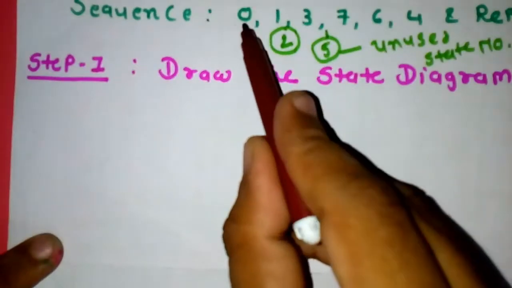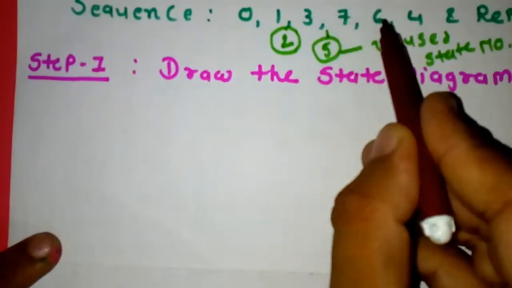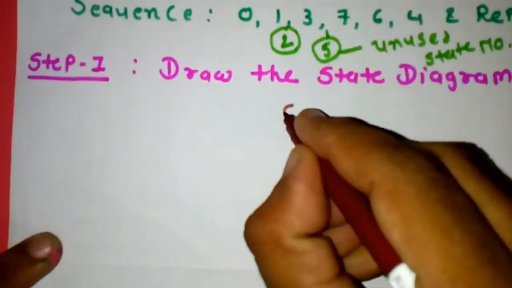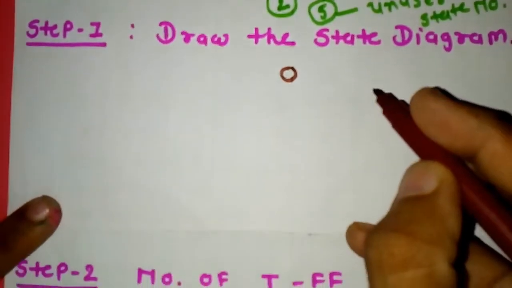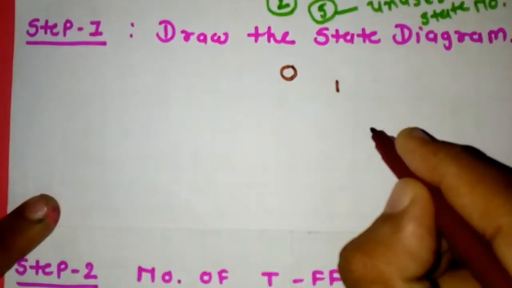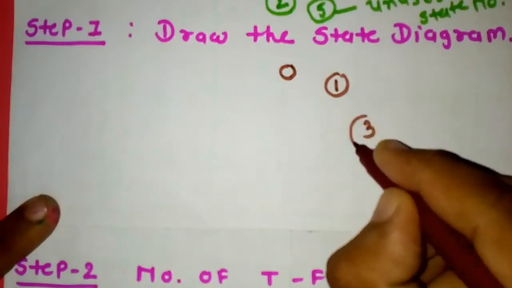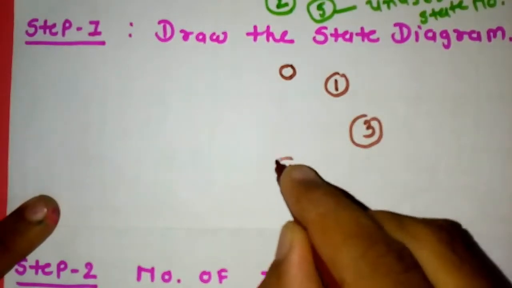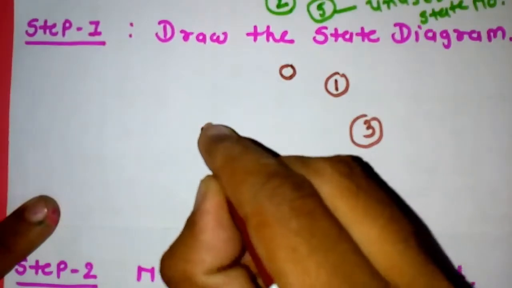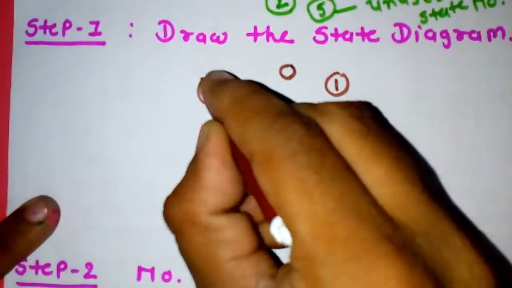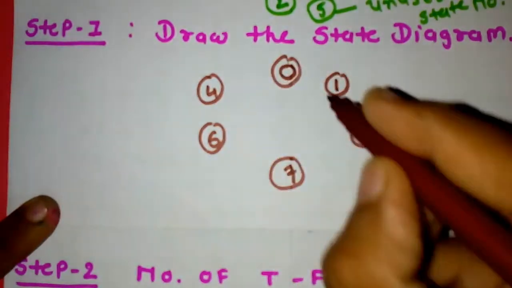According to the sequence 0, 1, 3, 7, 6, 4. This one is 0, after that 1, after that 3, after that 7, 6 and 4. This is the sequence.